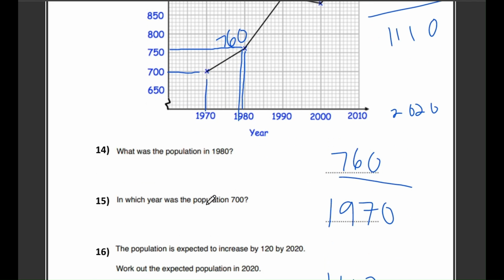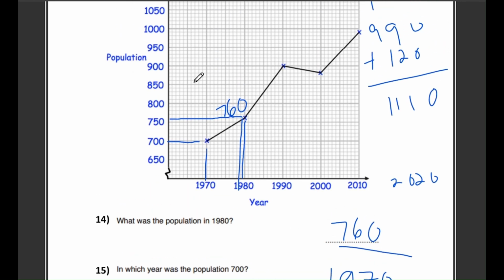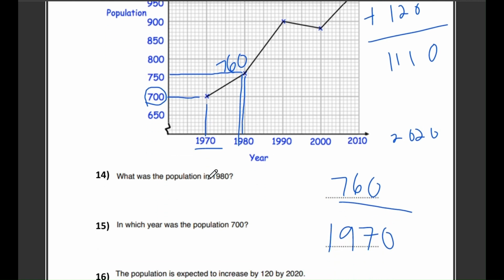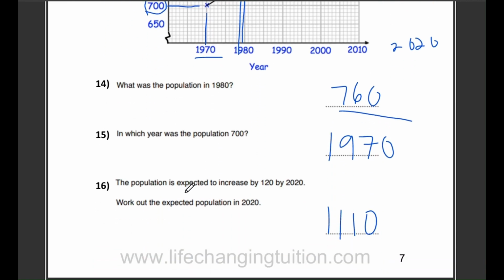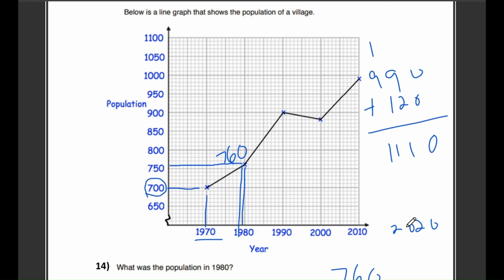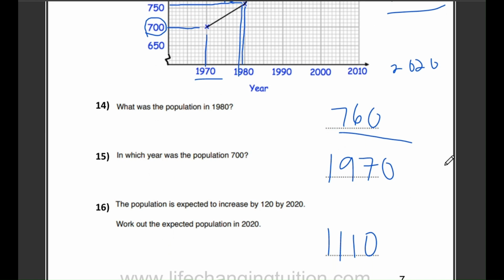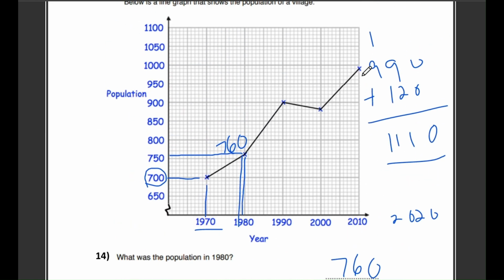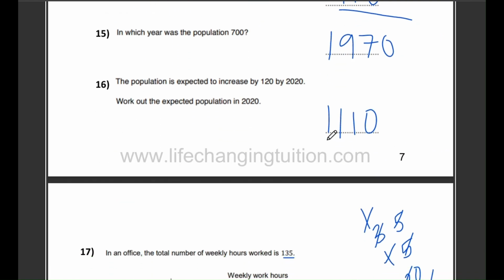Question 15. In which year was the population 700? The answer is 1970. By looking at the graph, find the population of 700. Then trace your finger down to the year, and you will see that the population was 700 in 1970. Question 16. The population is expected to increase by 120 by 2020. Work out the expected population in 2020. The correct answer is 1,110. Now, we know that the population in 2010 is 990. The problem tells us that the population will increase by 120. So if we add 990 and 120, we get 1,110. That's the predicted population for 2020.